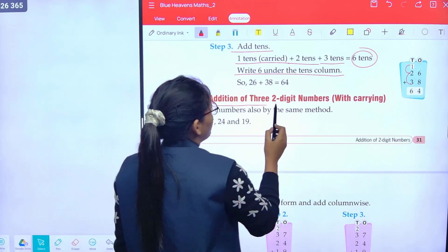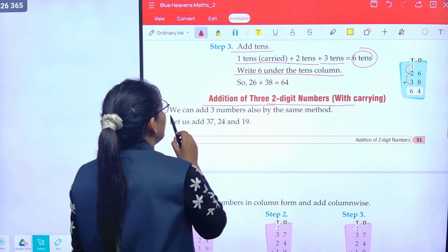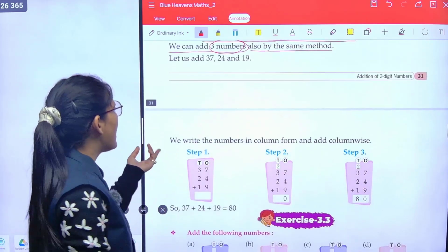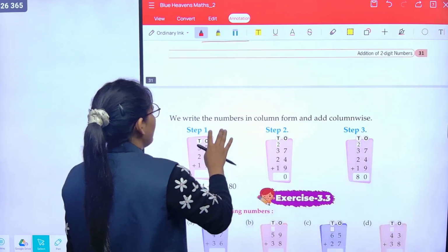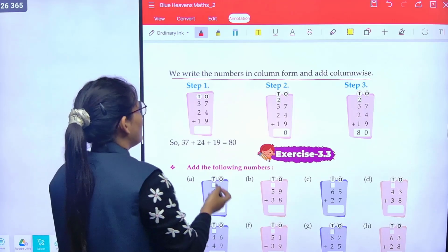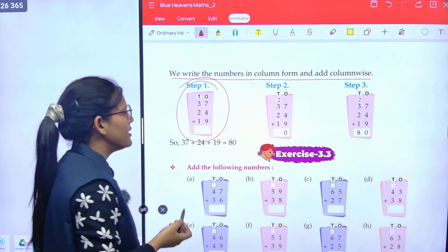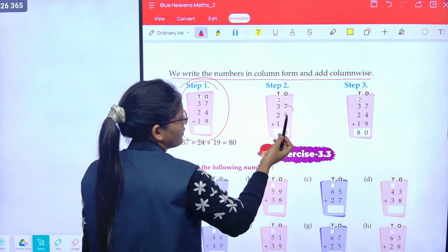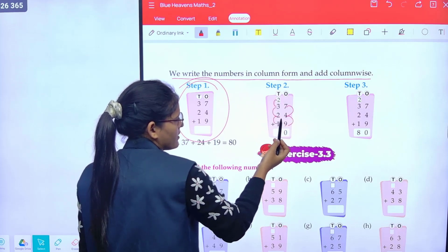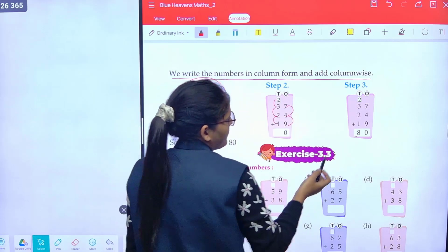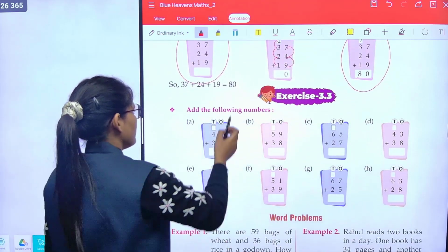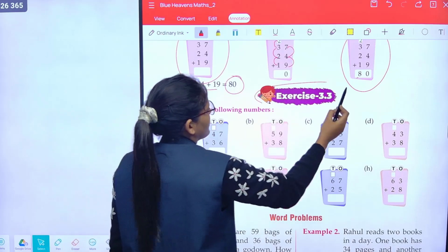Now class, addition of three two-digit numbers with carry. Now we can add three numbers also by the same method. Let us add 37, 24 and 19. Again we write the numbers in columns and add column-wise. Add ones: 7 plus 4, 11, 11 plus 9, 20, carry 2. 2 plus 3, 5, 5 plus 2, 7, 7 plus 1, 8. Like this. So the required sum is 80. Okay.